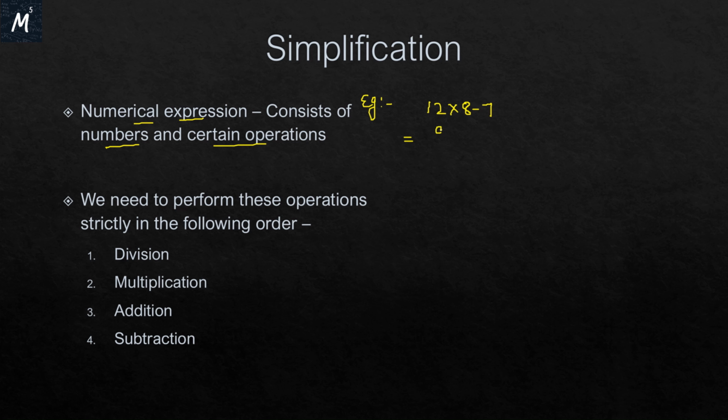So 12 into 8 is 96, minus 7 is 89. Now if another child is solving this question in this way, instead of multiplying, he is first subtracting 8 and 7. So he'll get his answer as 12. So which one is right and which one is wrong?